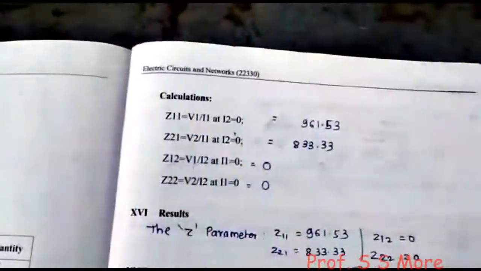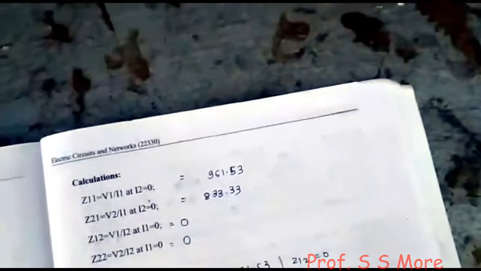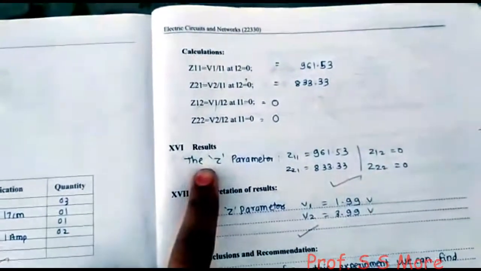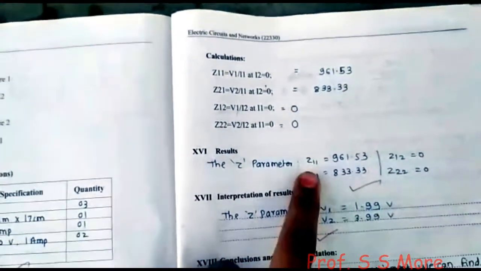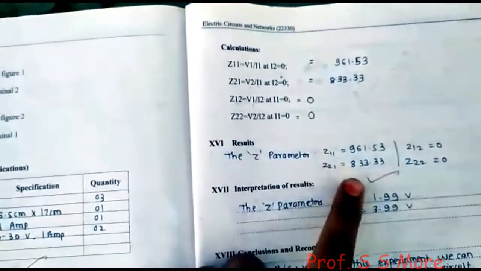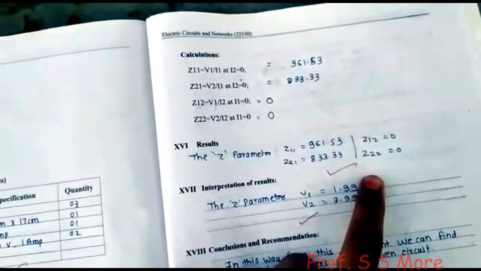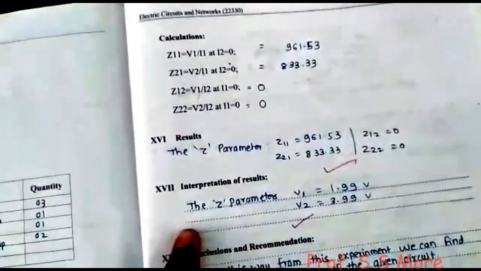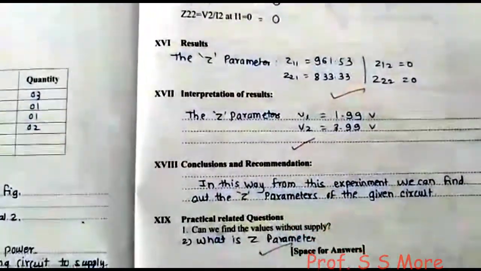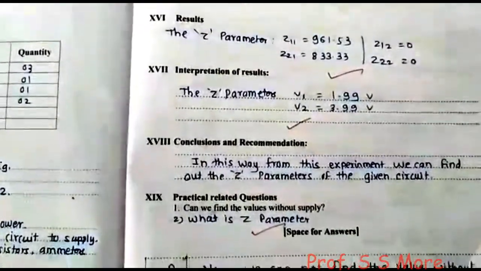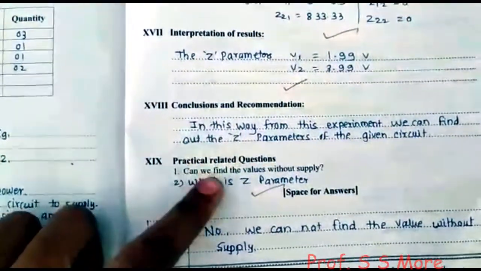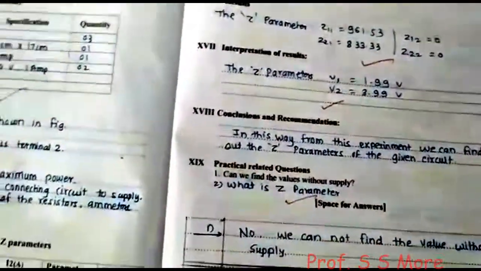Then these are the calculations. Here you can write down the results for the impedance parameters Z11, Z12, Z21 and Z22 with the help of formula. Then you can write down the interpretation of result and conclusion of this experiment, and the practical related questions you can write down in your general pages.